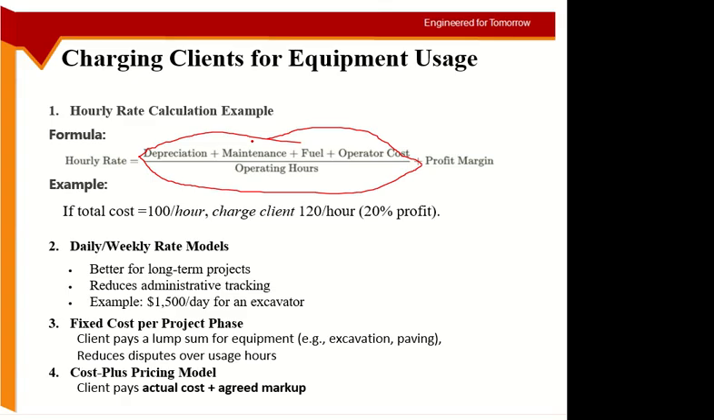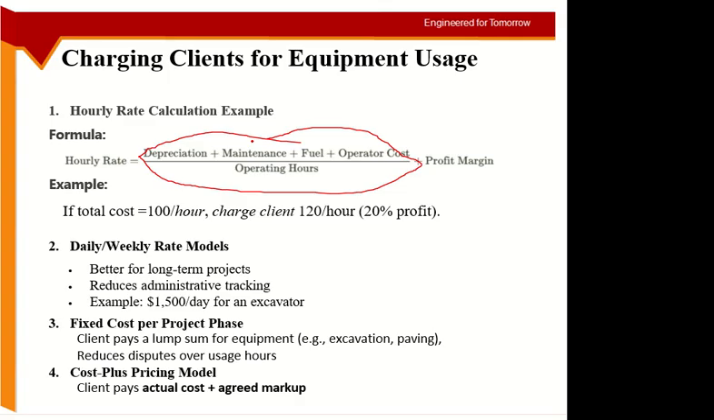Same thing for the fourth option as well, but there you will bill the client for the cost plus something else which is already in the contract. For the fourth type, you are actually telling the client how much profit you are taking on the equipment work only. So this is the difference between the third and the fourth option.